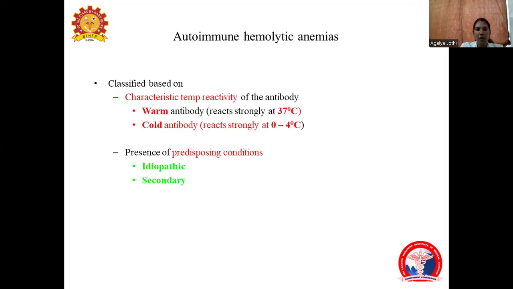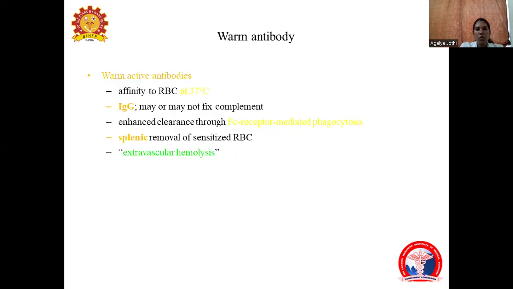Autoimmune hemolytic anemia is classified mainly based on the temperature reactivity of the antibodies. The warm antibodies react strongly at 37 degrees Celsius. The cold antibodies react strongly at 0 to 4 degrees Celsius. So what are the features of warm reactive antibodies? Warm reactive antibodies have higher affinity at 37 degrees Celsius.